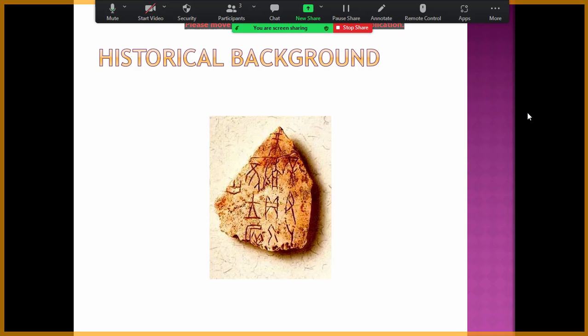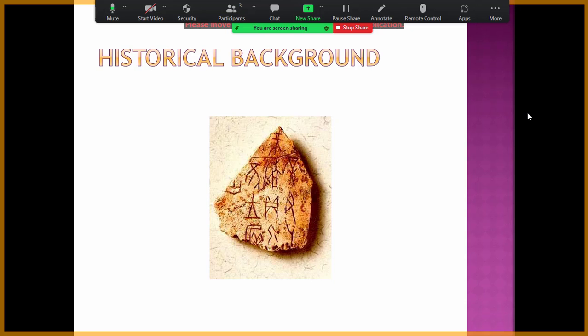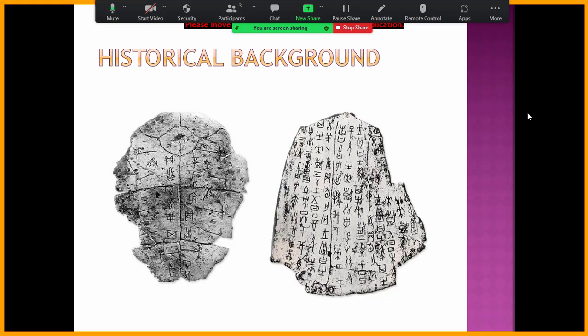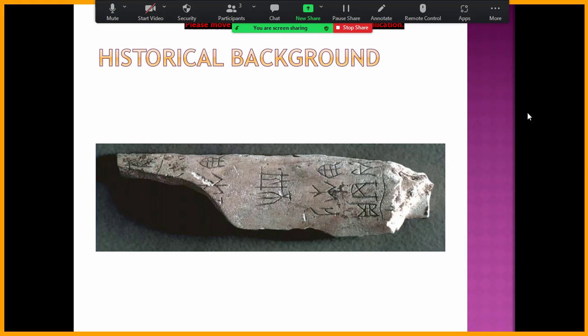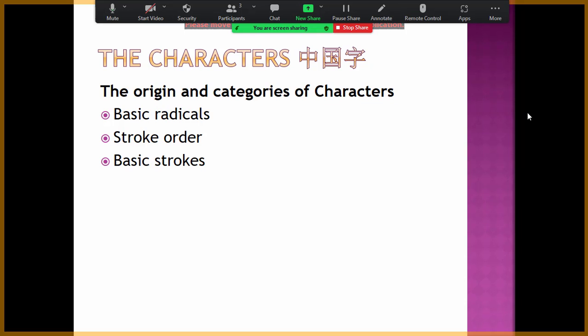Here you can see some picture backgrounds, historical backgrounds, that they used to write words, or they drew pictures on the stones, oracle bones, and like that. These are very old pictures, because at that time there were no papers or anything, so they used to engrave their writing on these. So here, let's start it, the Chinese characters.